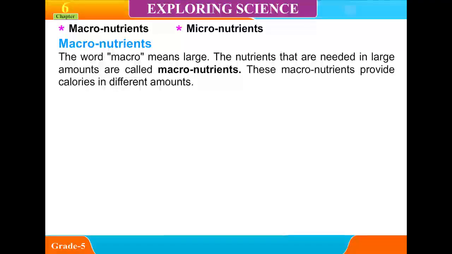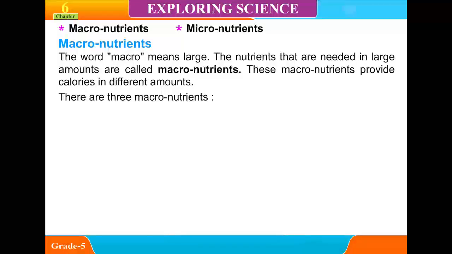Macronutrients. The word macro means large. The nutrients that are needed in large amounts are called macronutrients. These macronutrients provide calories in different amounts. There are three macronutrients: carbohydrates, fats, and proteins.